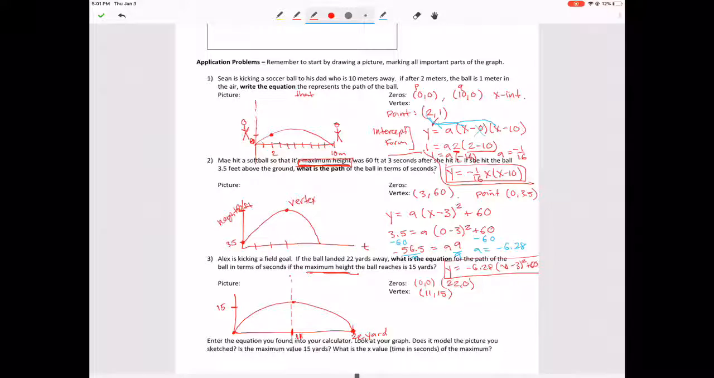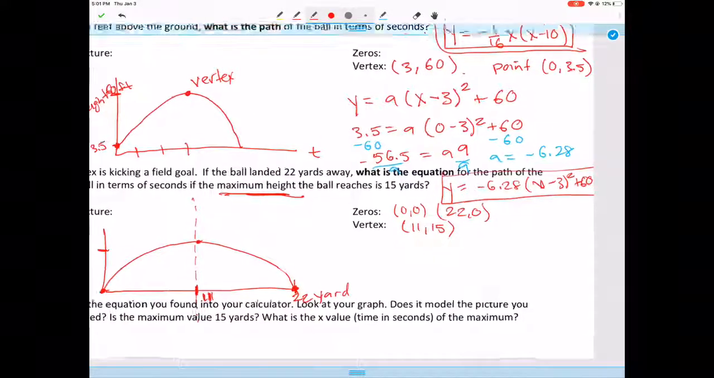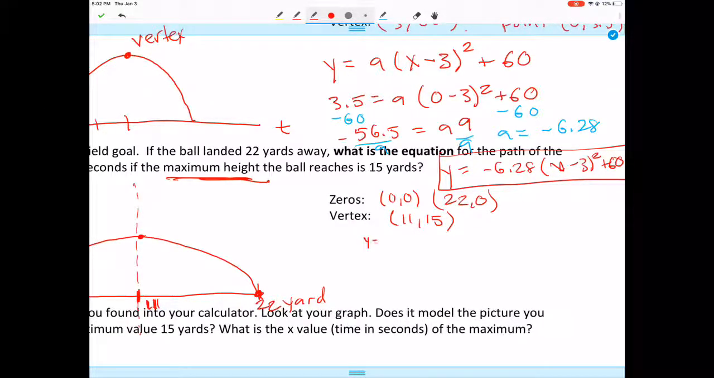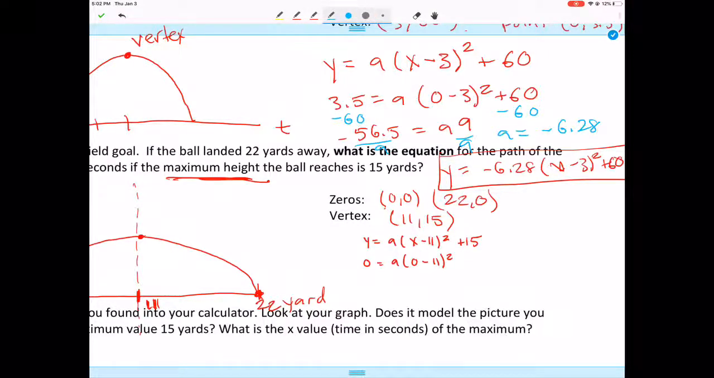All right, I'm going to do it in vertex form. You're welcome to do it either way. So y equals a times (x minus 11) squared plus 15. And we know one of the points. We actually have two points we could put in either way. For our x-intercepts, we could plug in 0 equals a times (0 minus 11) squared. I'm getting these numbers from here and here. You could also use 22 and 0. And simplify, oh, plus 15, I almost forgot that.